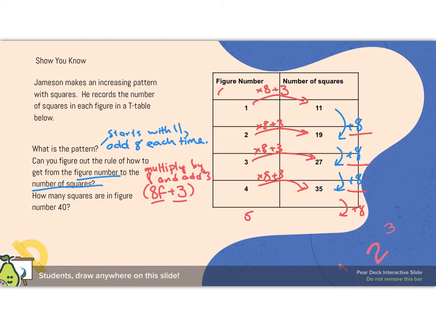So if I said figure number is f, and then I'm going to say the number of squares is 8f plus 3. How many squares are in figure number 40? So let's plug it in. 8 times 40 plus 3. So 8 times 40 is 320 plus 3, altogether 323. So there would be 323 squares in figure 40.